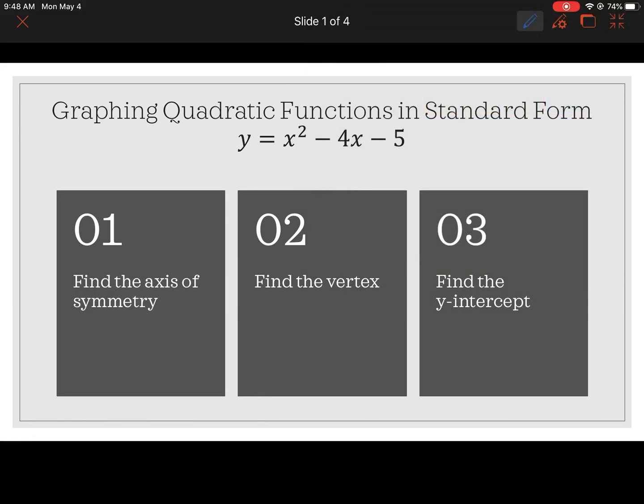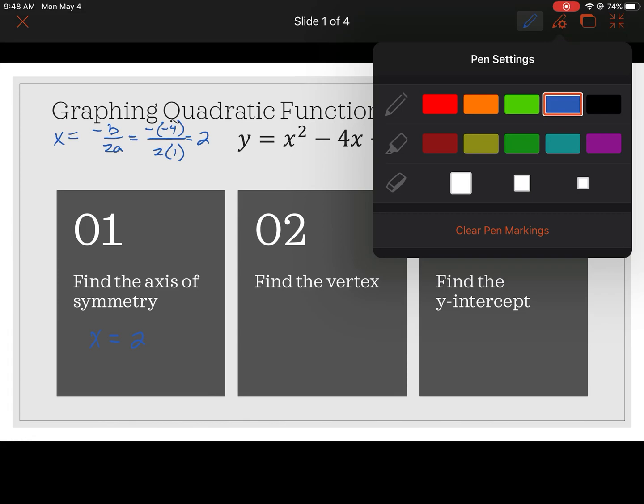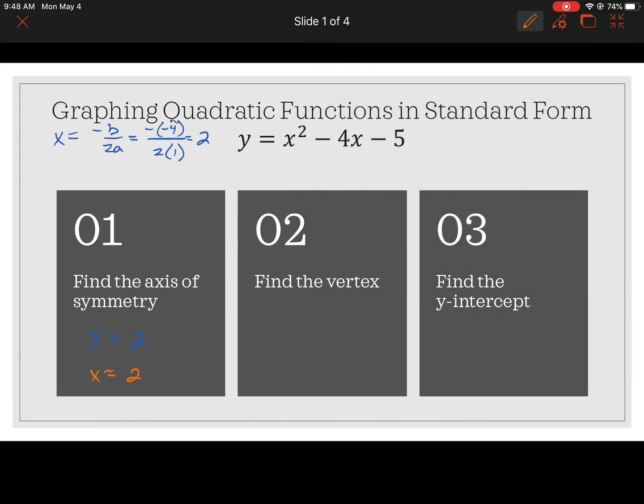All right, so hopefully you remembered from last week that our axis of symmetry can be found using the x equals negative b over 2a expression. So in this case, it's going to be negative 4 divided by 2 times 1. So our axis of symmetry is actually going to be 2. Okay, so x equals 2. That didn't show up very well. Hold on. X equals 2.